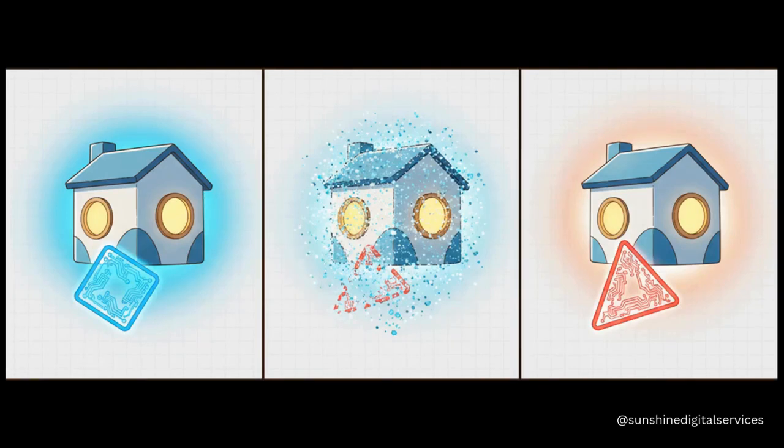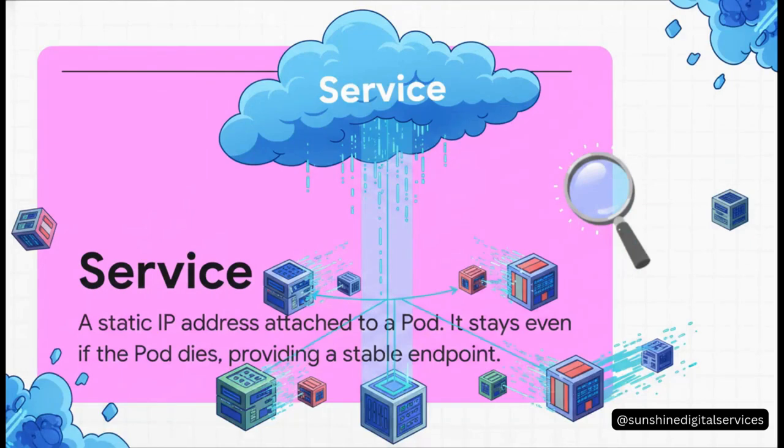But here's the catch, and it's a big one. Pods are ephemeral, which is just a fancy way of saying they're temporary. They can and do disappear all the time. And when a pod dies, Kubernetes is amazing. It instantly creates a brand new one to replace it. But here's the problem. That new pod has a completely different, totally random IP address. And that's exactly why we need something called a service. A service gives you one stable, permanent IP address that never changes, even if the pods behind it are being created and destroyed constantly.